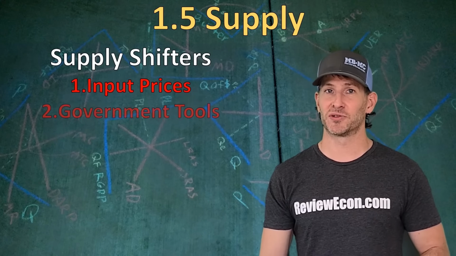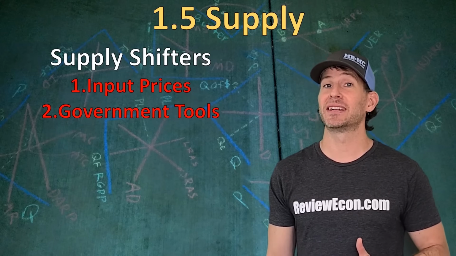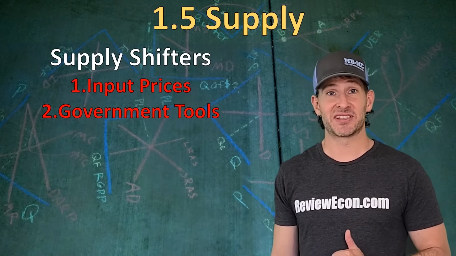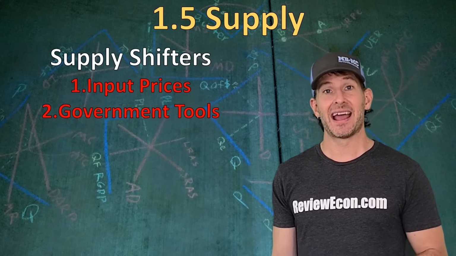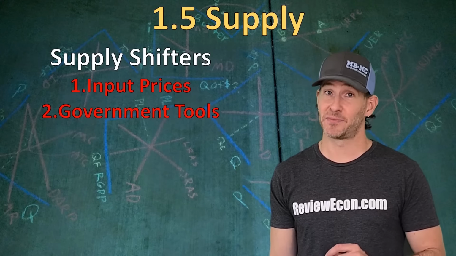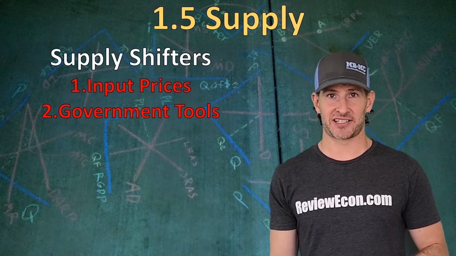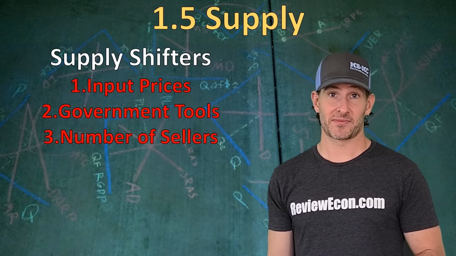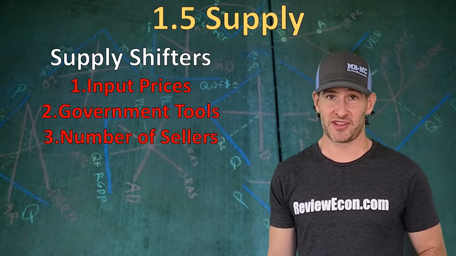Then we've got government tools, taxes. Per unit taxes decrease supplies. We've got subsidies. Subsidies increase supply. And the last thing is regulations. Regulations will generally, depending on the type of regulation, decrease supply. The third thing we've got is the number of sellers. All right, sometimes people say competition for this one.